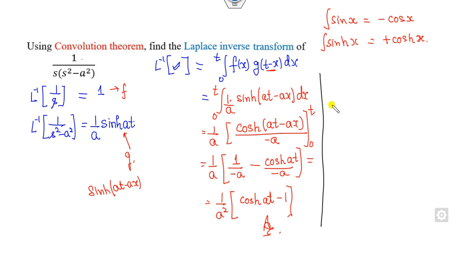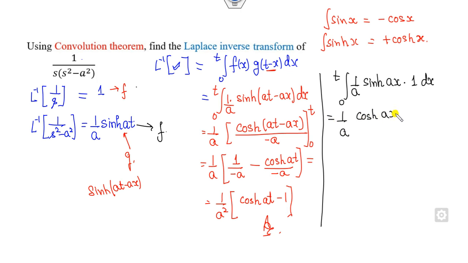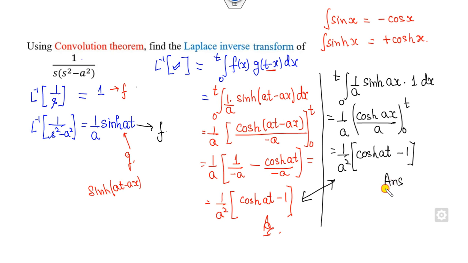There is one more way. Instead of them, I can choose this as my f and this as my g. Then what will happen? Then it is a single 1 over a sine hyperbolic ax and g is my 1. You can choose g in such a way that your calculation will be smaller. So 1 over a is outside. Sine hyperbolic integration will be cos hyperbolic ax over a, 0 to t. So you can see 1 over a square is outside. Cos hyperbolic at, cos 0 will be 1, and you can see both the answers are always same. Fine. So either you can choose this as f or this as g.